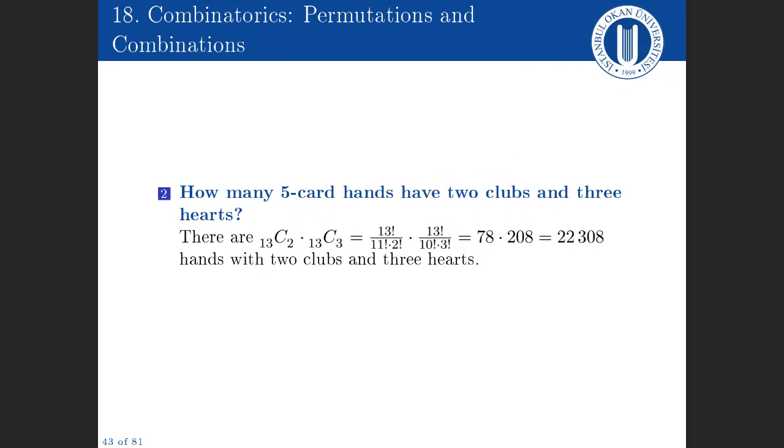Multiply these two numbers together. There's 22,308 different ways or different hands which have two clubs and three hearts.